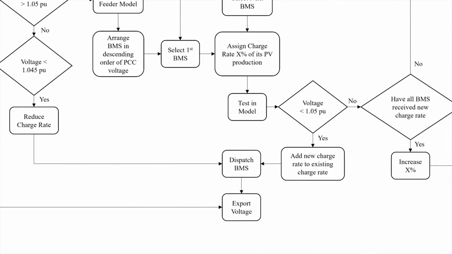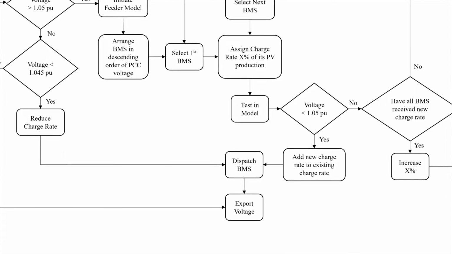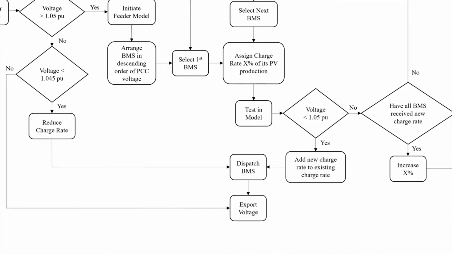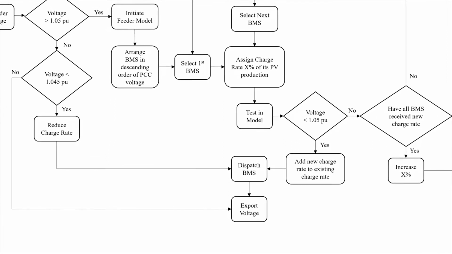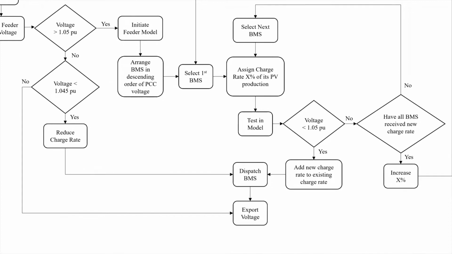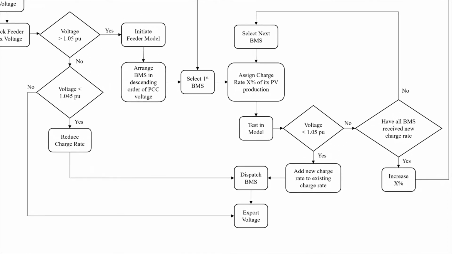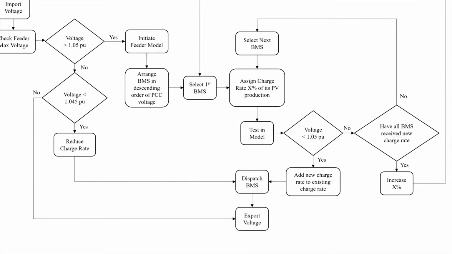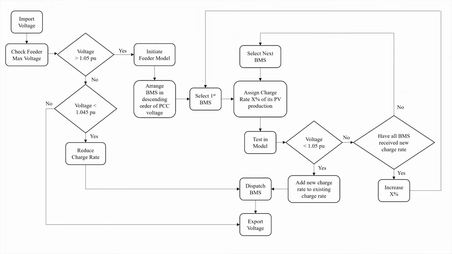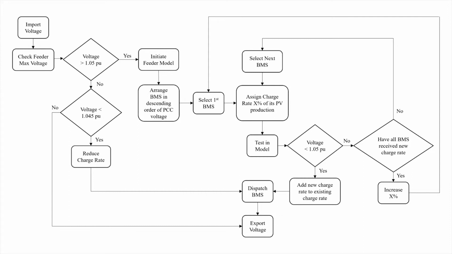The algorithm will choose the next BMS in the list and assign a charge rate of 10% of its solar PV system production if the prior decision was not enough to lower the feeder voltage below 1.05 pu. This will continue until the max feeder voltage is less than 1.05 pu. After assigning all BMSs with charge rates, the magnitude of the charge rate will be increased to lower the voltage in a similar order.